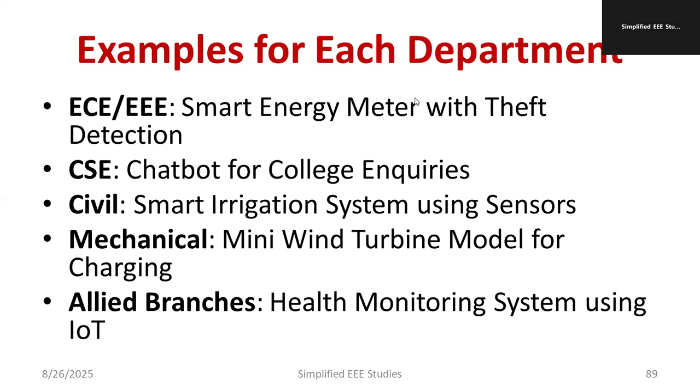A chatbot for college inquiries is the best thing for computer science students. You can develop a chatbot for college inquiries, especially for admissions and parents' queries, because sometimes when parents come, teachers won't be available. If you have a chatbot system, it will be very easy. For civil, a smart irrigation system using sensors. For mechanical people, a mini wind turbine model for charging. Similarly, for allied branches, a health monitoring system using IoT. These are examples of projects that can be done department wise.